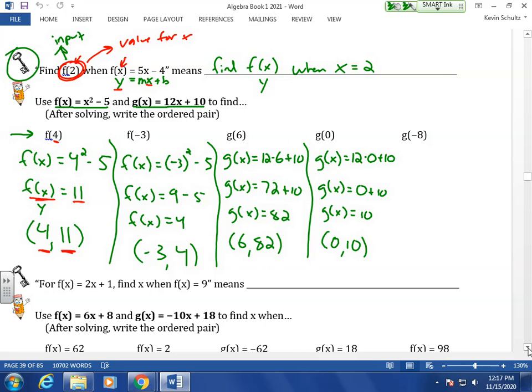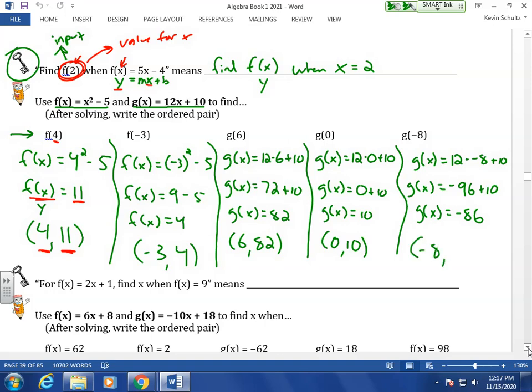And lastly here, g of -8. Still in the g of x equation, 12 times -8 plus 10. 12 times -8 is -96, plus 10. That gives us -86 as our value for y. So the ordered pair, when x was -8, that's what we plugged in, our y value is -86.